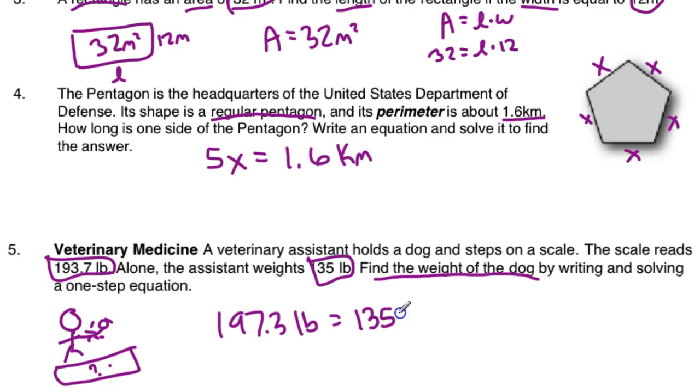And how much does the dog weigh? Well, we don't know. It says find the weight of the dog. So I'm going to put a D for dog. So if I'm trying to find the total of the veterinary assistant and the dog, I'm going to add them together. I'm looking for the total, the sum of the veterinary assistant and the dog. I know it equals 197.3. Because I know that fact, I can solve for D.